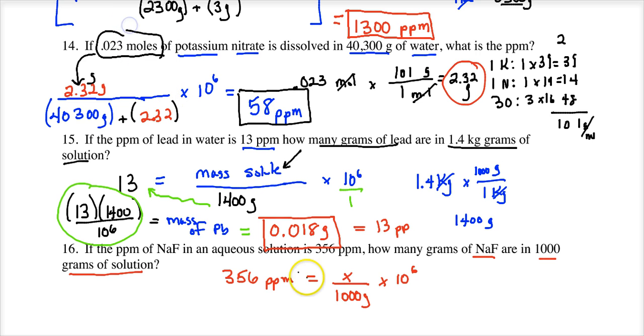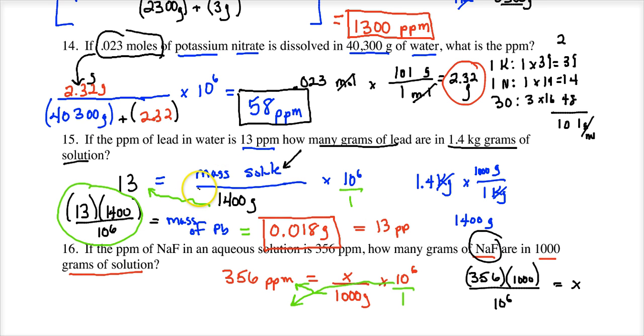What's going to happen? Okay, this is going to go to the top, and this is going to go to the bottom. So when I rewrite this, you should be able to do this algebraically at this point. 356 times 1,000 divided by 10 to the 6th. You don't have to write that in your calculators. You put a million in if you want. Equals my x, which is the grams of NaF, or the mass of the solute.